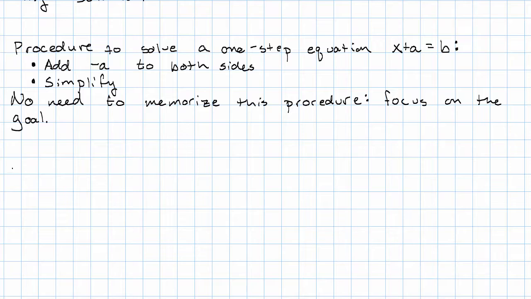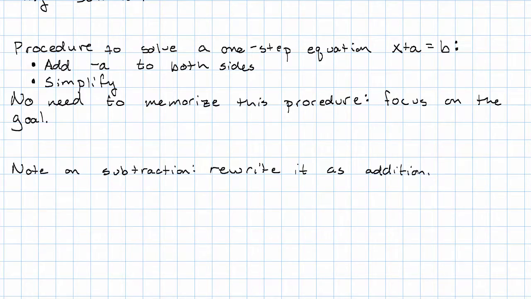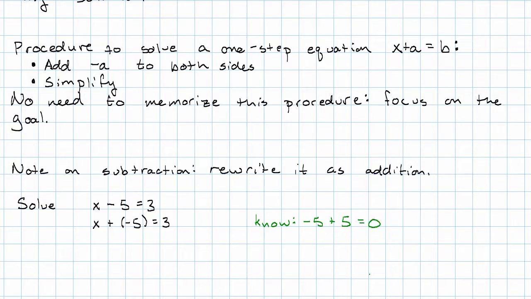We need a short note on subtraction, and that is that if we see subtraction, we should rewrite it as addition. So for example, if we wish to solve x minus 5 equals 3, we should rewrite this as x plus negative 5 equals 3. And now we know that negative 5 plus its opposite, positive 5, will give us 0. So we want to add 5 to both sides.